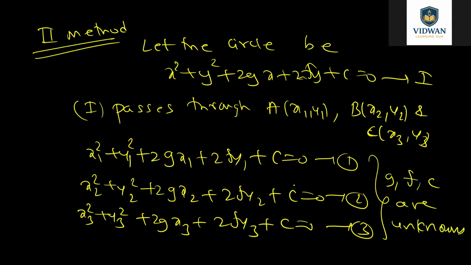Three equations, three variables. If you subtract 1 and 2, c will get eliminated. Similarly, 2 and 3, c will get eliminated. Then you will get only two equations. So you do first minus second, then second minus third.